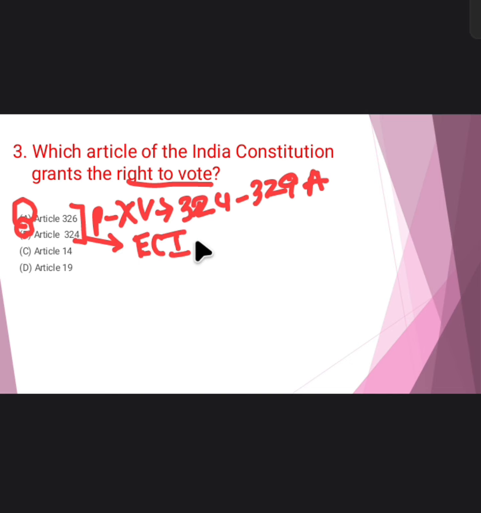Who is the current chairman of the Election Commission of India? He is the 26th Election Commissioner of India and his name is Ganesh Kumar.